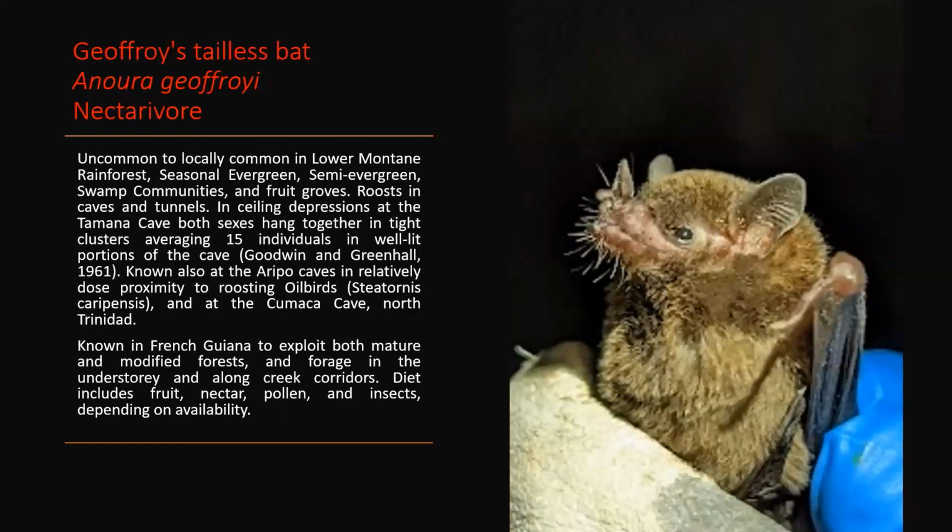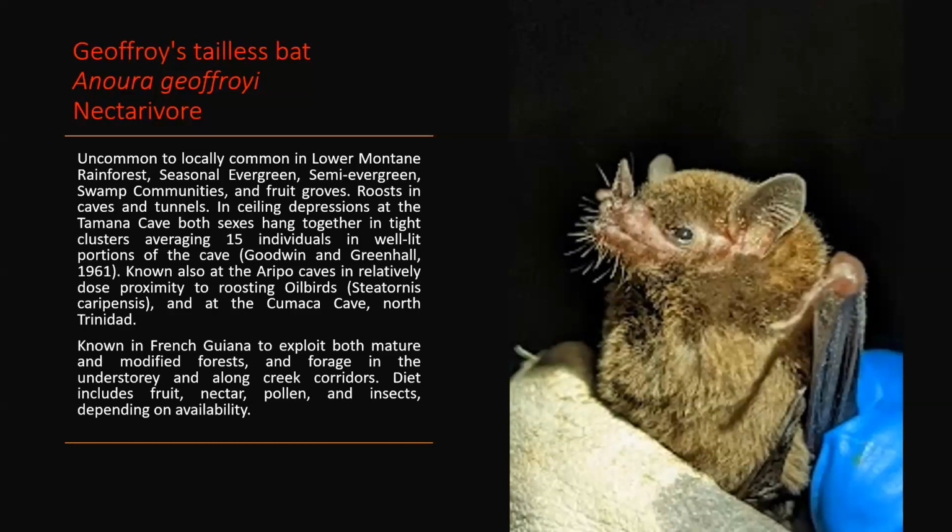A Geoffroy's tailless bat is an example of a nectarivorous bat. Here you can see on the right a photo of the muzzle being a little bit longer and thinner to reach nectar within flowers. It's uncommon to locally common in lower montane forests, seasonal evergreen, semi-evergreen, and swamp communities and fruit groves. This bat roosts in caves and tunnels.